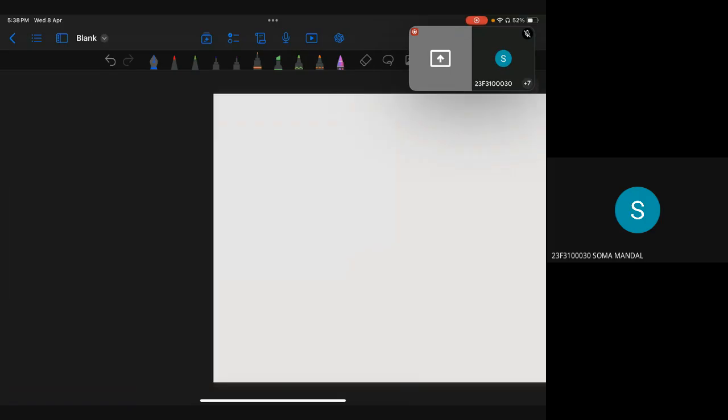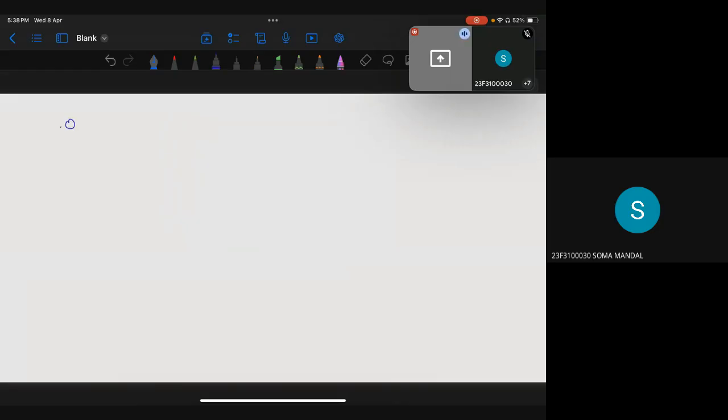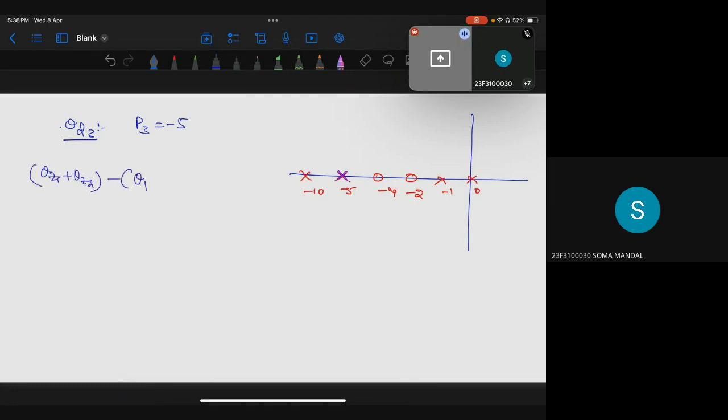Okay. Next, similarly, let's do the next one also. You'll understand it. So calculate theta D3, that is for P3 equal to minus 5. Again, 0, minus 1, minus 2, minus 4, minus 5, minus 10. So what is your point here? Your point is this one. What are your vectors in this case? First write down the same thing: theta Z1 plus theta Z2 minus theta P1, theta P2 plus theta P4 minus theta D3 equal to 180. Is this clear?